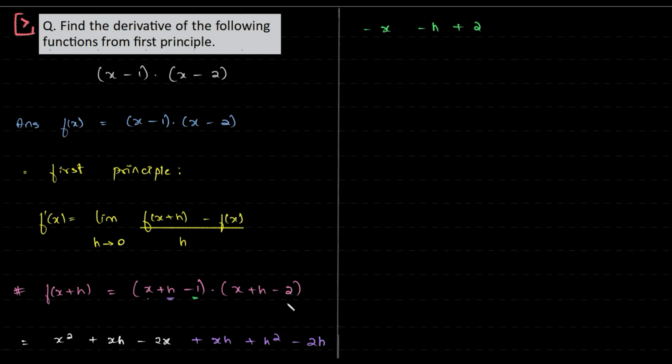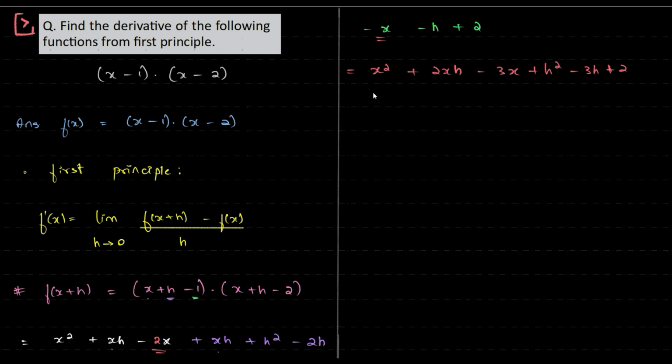See if there is anything that we can simplify. We have x² and nothing else, so x² is alone. Then we have this and this, that would be plus 2xh. Then we have −2x, and we have −x, so we have −3x. So we touched upon this and this. And then we have h², −2h, and −h, so plus h² − 3h + 2. Those are your constant terms. Right? Now things are a bit simpler.